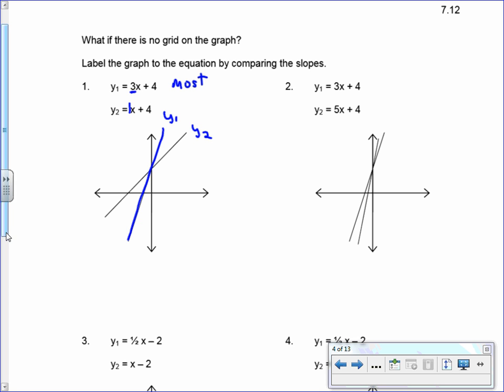For number 2, the most steep, is it the one with the slope of 3 or the one with the slope of 5? It's the one with the slope of 5. These two are both very steep. But the most steep is the one that starts here and ends up on the inside right there. So that one's y2, and the one over here is y1.